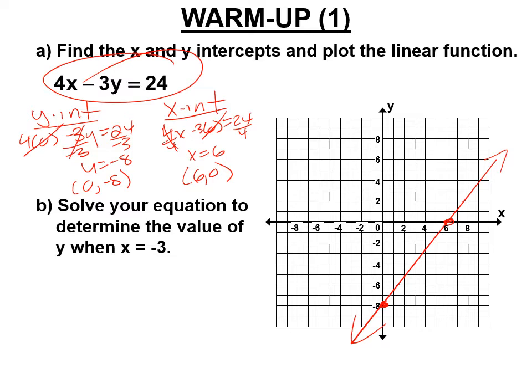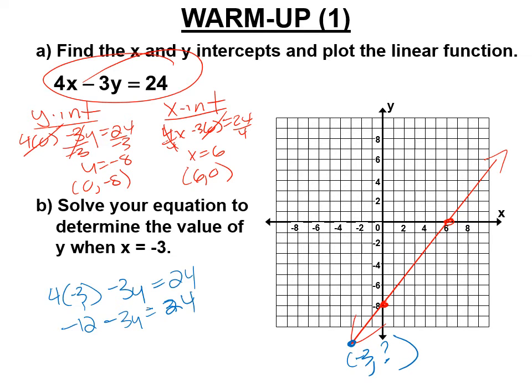Solve your equation to determine what the value of y was when x equals -3. All right. So when x equals -3, we're right there. We're going to figure out what that point is. We're going to put 4 times -3 minus 3y equals 24 in there. So 4 times -3 is -12, minus 3y equals 24. We're solving this for y. We're finding the y coordinate. So we're adding 12 to both sides. -3y equals 36. Divide both sides by -3, and y equals -12. So when x is -3, y equals -12.